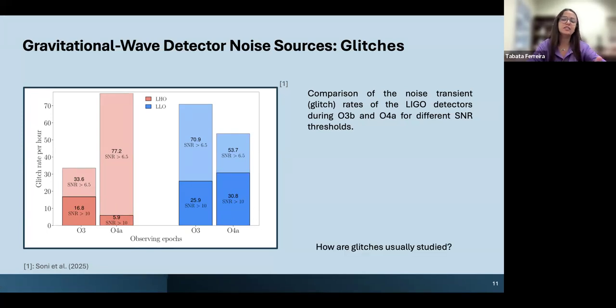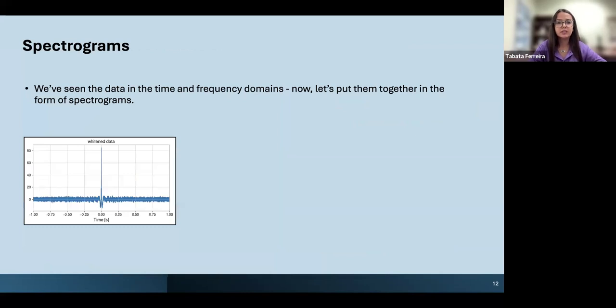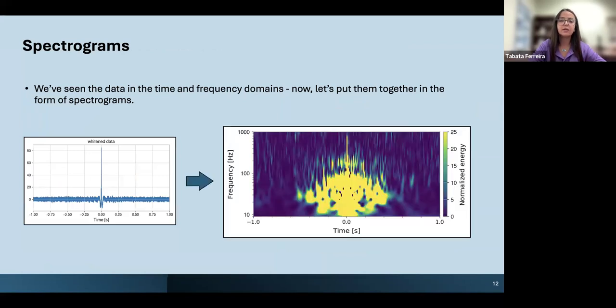And how are glitches usually studied? Well, we saw that we can have information about data in the time domain and also in the frequency domain, right? What if we could have both information at the same time? We can do that by using spectrograms. Spectrograms are basically a representation of the data in the time and frequency domain.